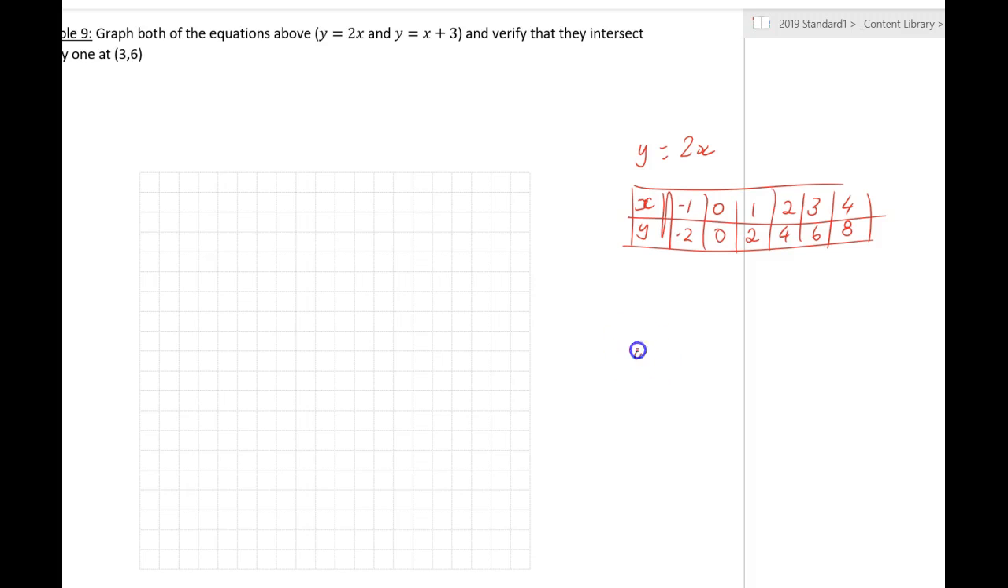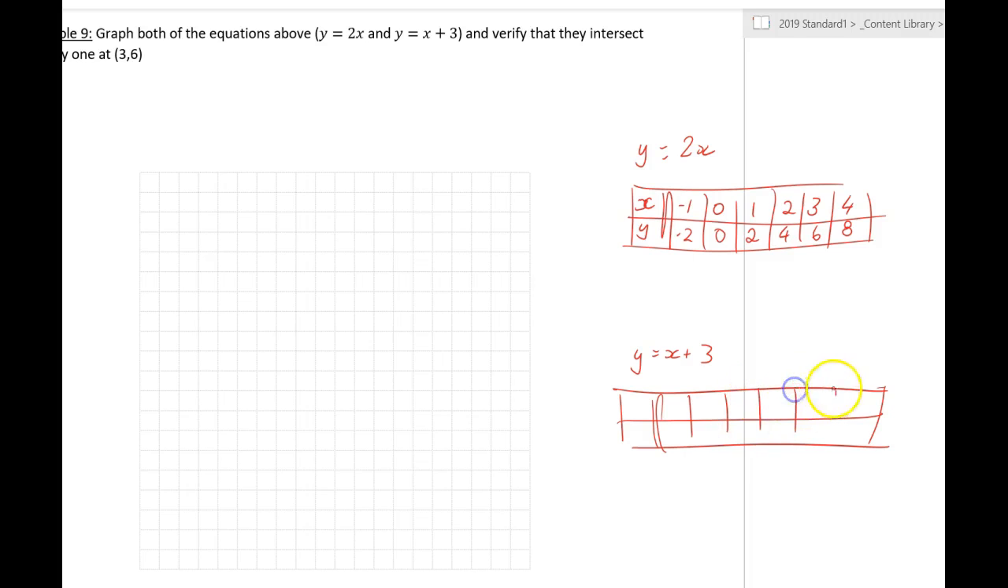My other table of values needs to be y equals x plus 3. I'm going to use the same domain here, by that I mean the same list of x values. So for my x's and y's, I make up the x's, negative 1, 0, 1, 2, 3 and 4, and then I calculate the y's from that. So I have to take x and add 3 to it. So negative 1 plus 3 is 2, 0 plus 3 is 3, 1 plus 3 is 4, 5, 6, 7, etc.